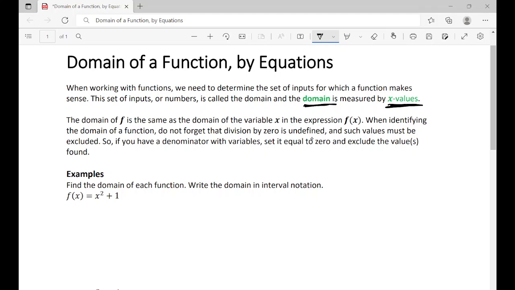So when identifying the domain of a function, please do not forget that division by zero is undefined. As such, those values must be excluded from the domain. So if you have a denominator with variables, set it equal to 0 and exclude those values found.